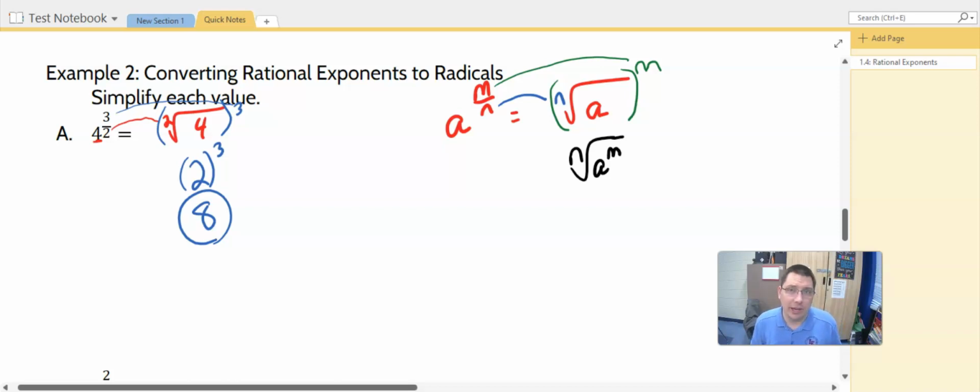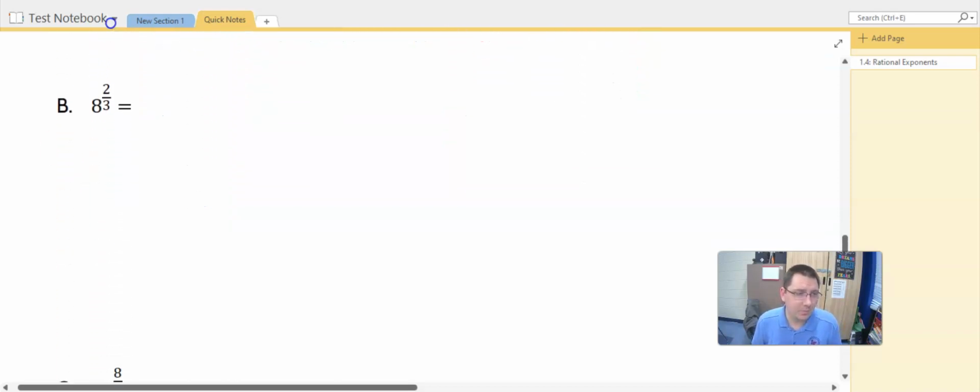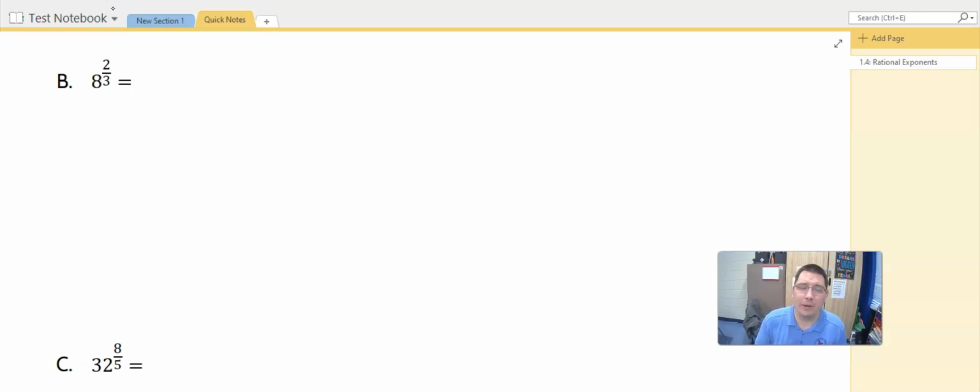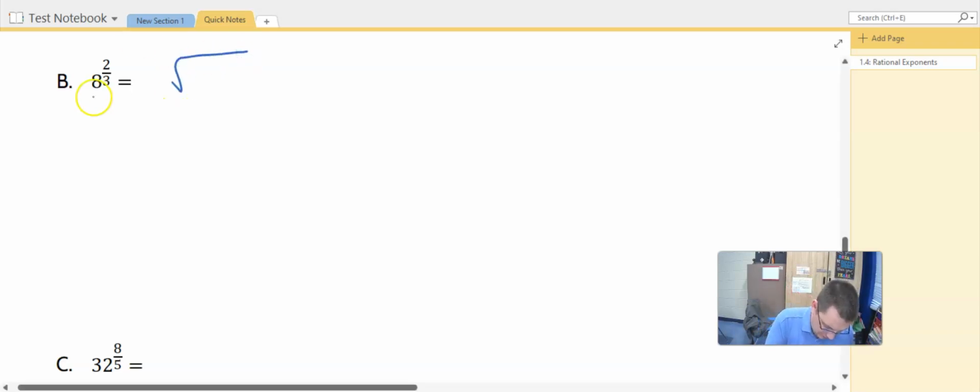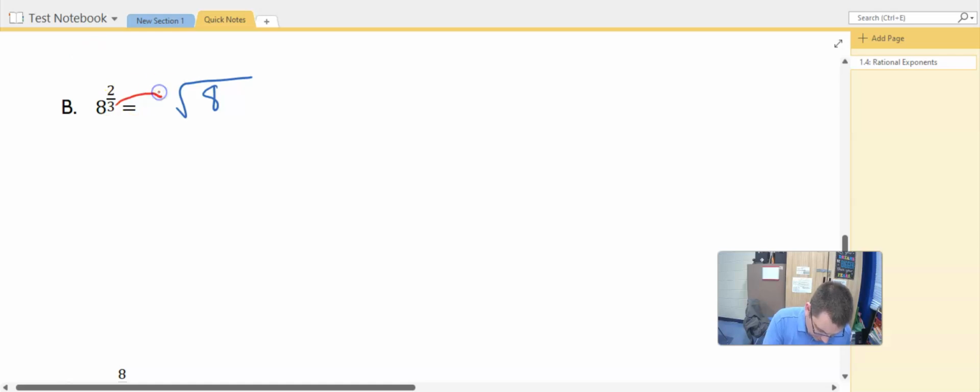Okay? Let's look at example B. 8 to the 2/3 power. So again, we're going to convert this over to a radical so we can simplify it by piece. And so we're going to write our radical. The 8 will be the number inside, the radicand. The 3 in this case is the index. And the 2 is our power out back.